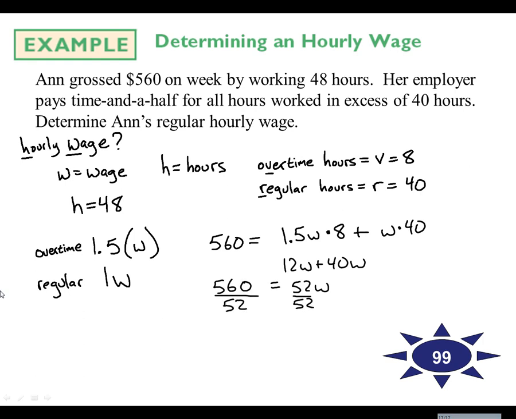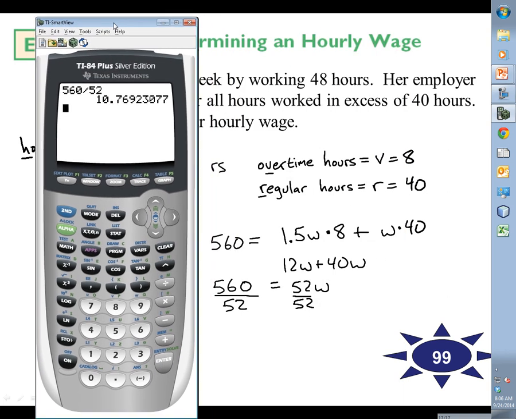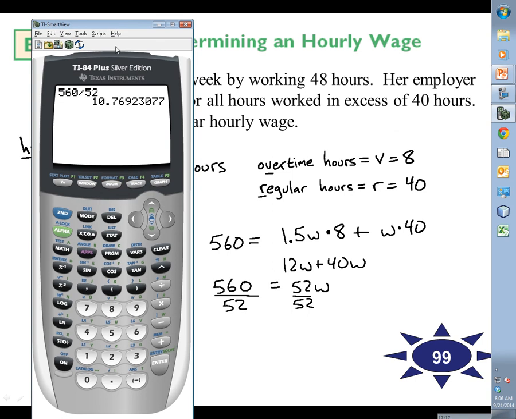And so if we go into our calculator here, let's do 560. So one thing, just a tip on your calculator, if you're in the graphing screen and want to get back to the regular one, you can quit with second mode. That'll take you right back to here. 560 divided by 52 is $10.77. Okay, $10.77. Let's see if that makes sense.